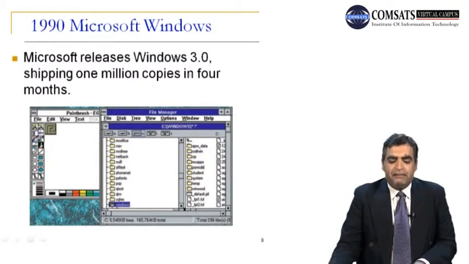Like in 1990, Microsoft releases the Windows 3.0 operating system, and 1 million copies of this software were sold in 4 months. Now you can see that the demand for software is also increasing. Windows runs on 486 machines and 386 machines, which gave Microsoft Windows the power to surpass and excel in the market.